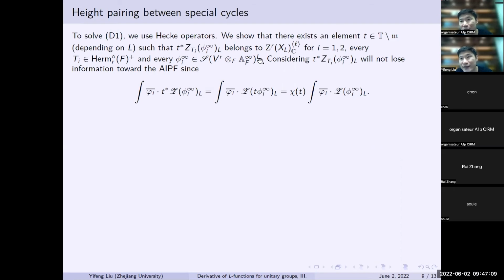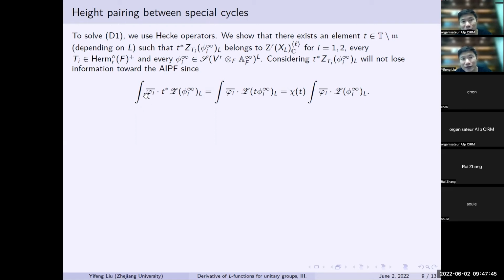But you will say, how can you just change our Schwartz function? How can you do that? Can't it just kill everything? The answer is no, because the key point is that t is not just an arbitrary element in T. It is not in M. So considering t upper star Z(T_i) will not lose information toward the arithmetic inner product formula, because at the end of the day you need to convolute with your cusp form from π.